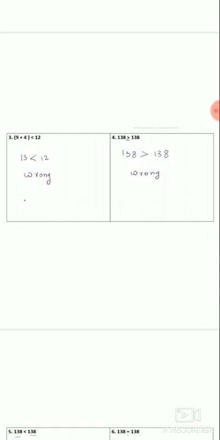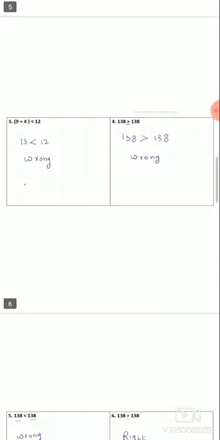Now 138 is greater than 138. So it's wrong because 138 equals 138. Okay. Now see question number 5. 138 is less than 138. So it's also wrong because of the equals sign. And 138 equals 138. So it's right because 138 equals 138.